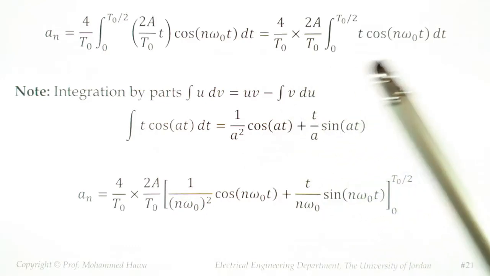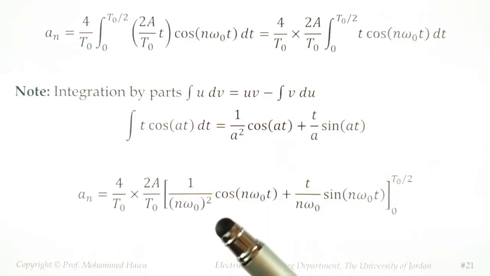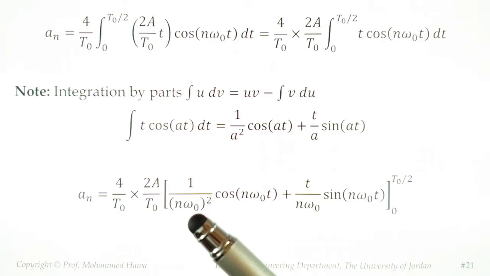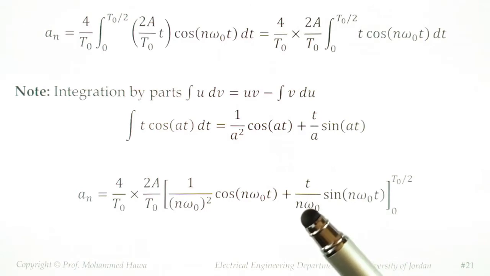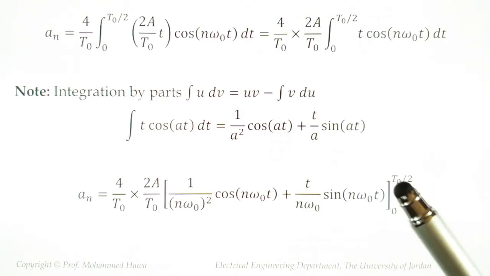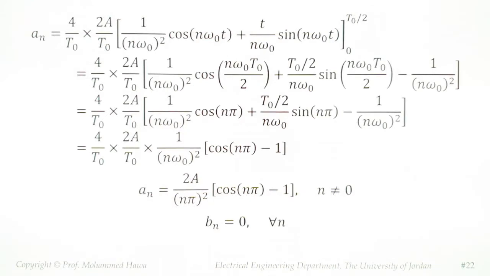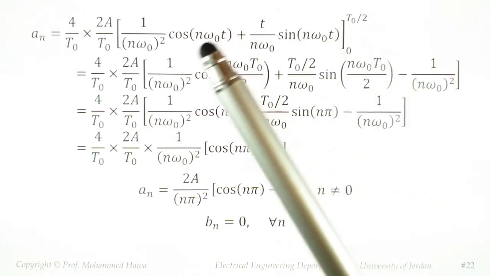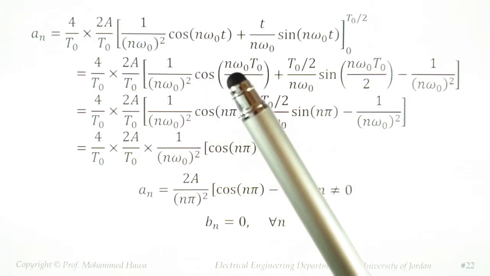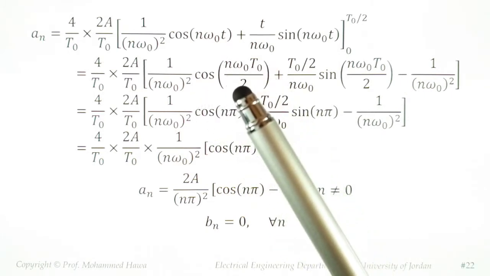So the result of this integral is cosine divided by the constant inside the cosine, which is n omega naught, squared, plus t by sine. Remember, please, to divide by a, which is n omega naught. The next step is to substitute the limits in the result of the integral, which we do here. I'll start by substituting t naught over 2. Notice the cosine here is cosine n omega naught t naught over 2.